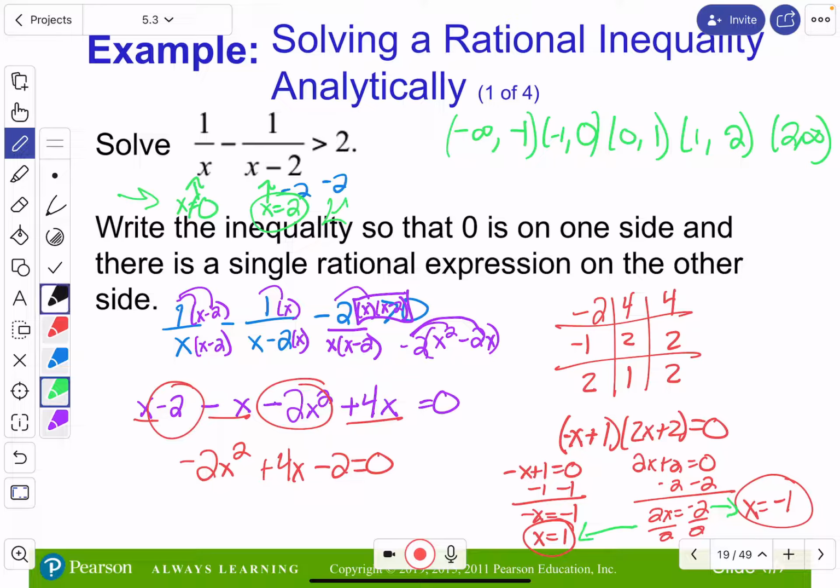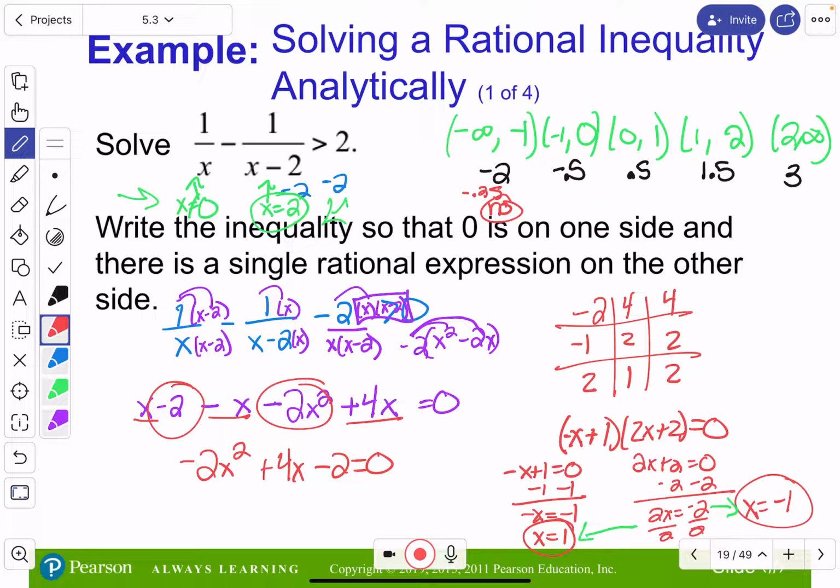Yep, all right. So we're going to test negative 2, negative 0.5, positive 0.5, 1.5, and 3. So if I type my equation in there, we have 1 divided by x minus 1 over x minus 2, and we want those to be greater than 2. So if I plug negative 2 in, I get negative 0.25. That is not greater than 2. So that's a no.